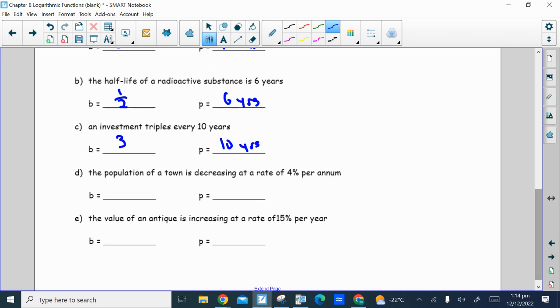If the population of a town is decreasing at a rate of 4% per annum, that means it's maintaining 96% of its population, so b would be 0.96, and the period would be every year, because that's how often it's happening. An antique increases at a rate of 15% per year, so that means it's going to have 100% plus 15% more. b would be 1.15 every year.